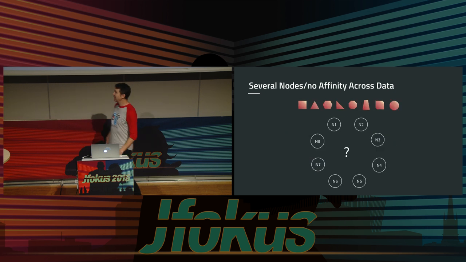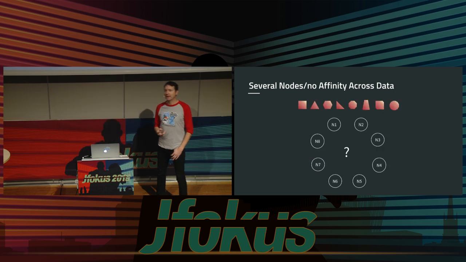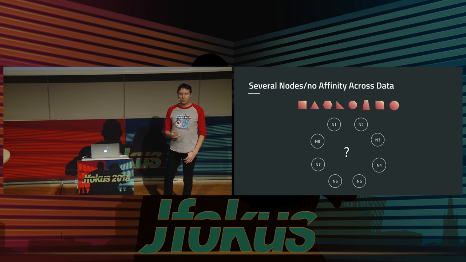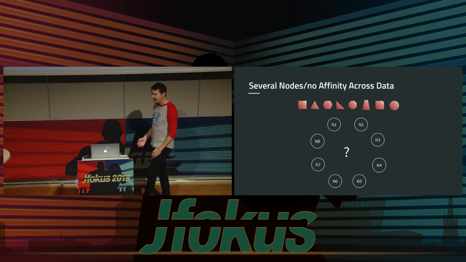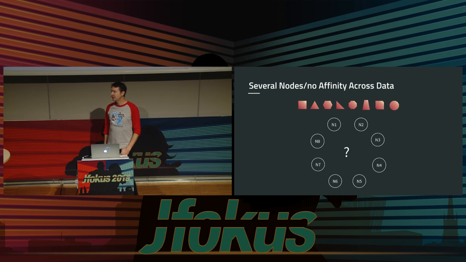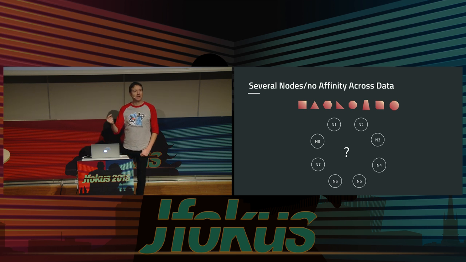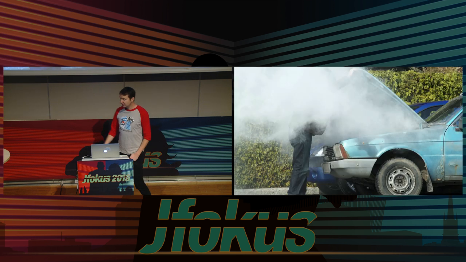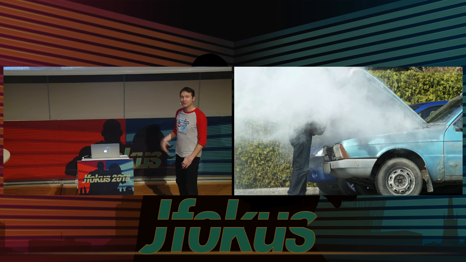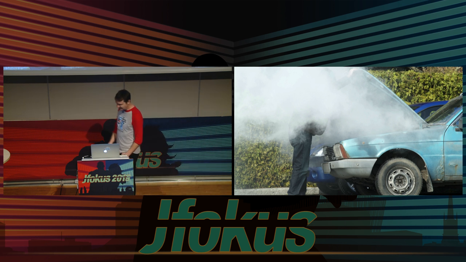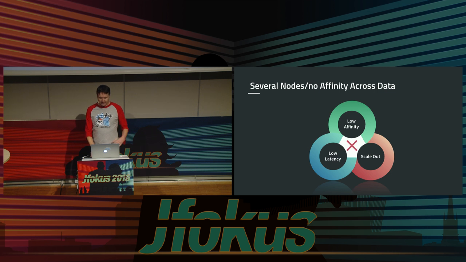And in this example, I only had two different object types, and I only have two nodes. So what if I have eight nodes and eight different object types? Or what if I have hundreds of object types and hundreds of nodes? How does that really look? You might think that's tricky to understand, but I have a picture that's showing exactly how that looks. It looked like this. You can't really do it. So we can't have low affinity, low latency, and scale out at the same time.